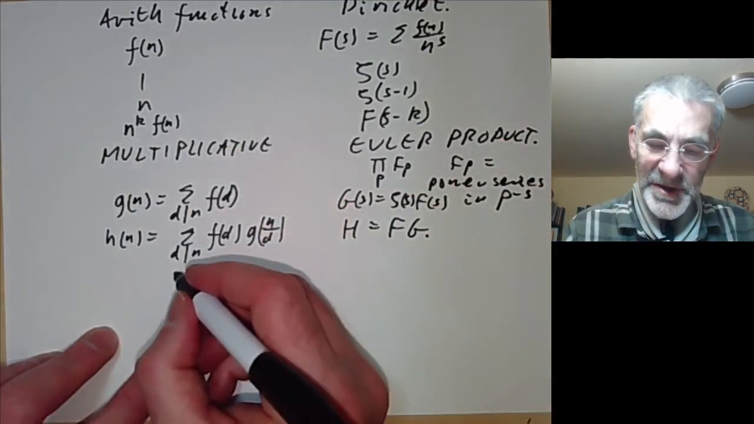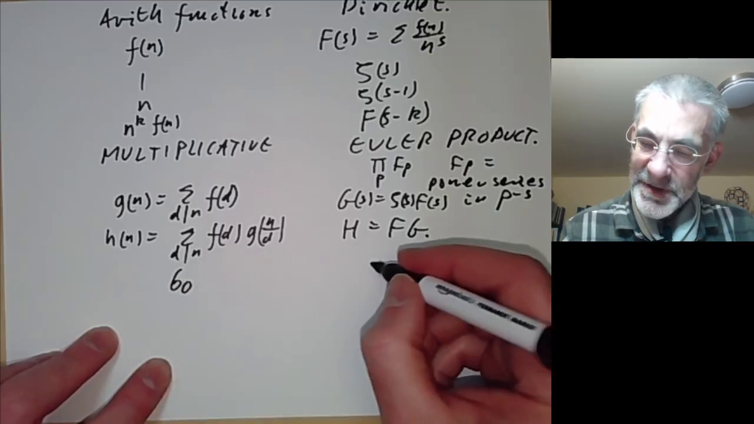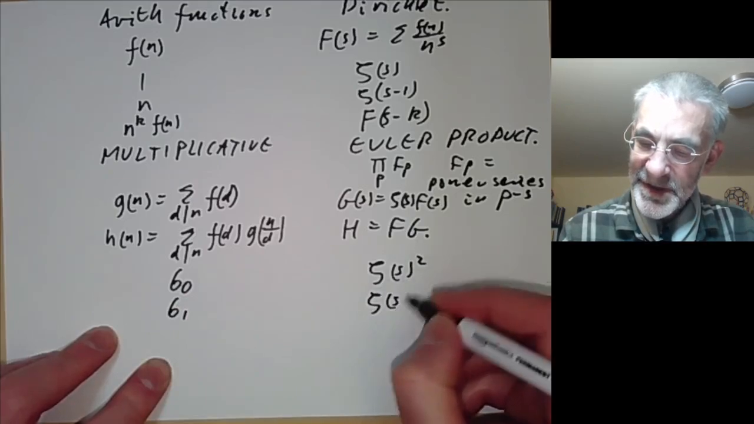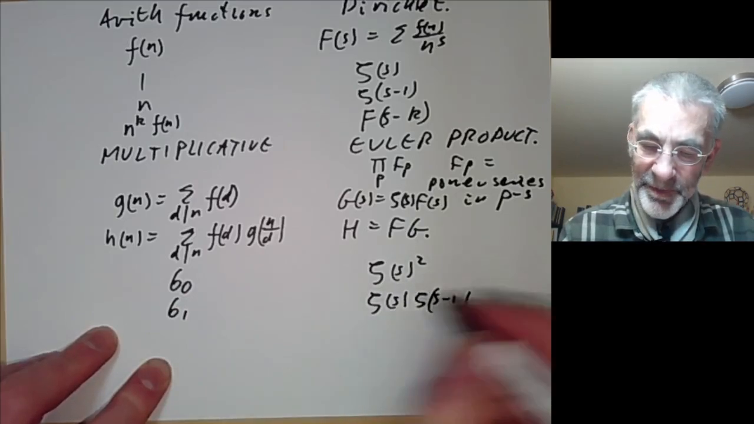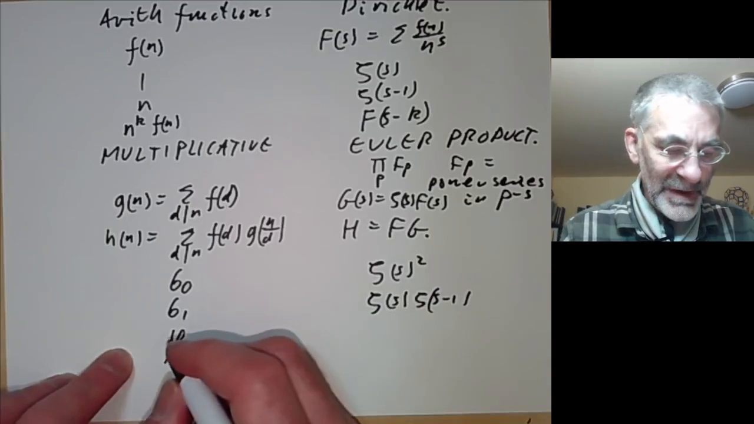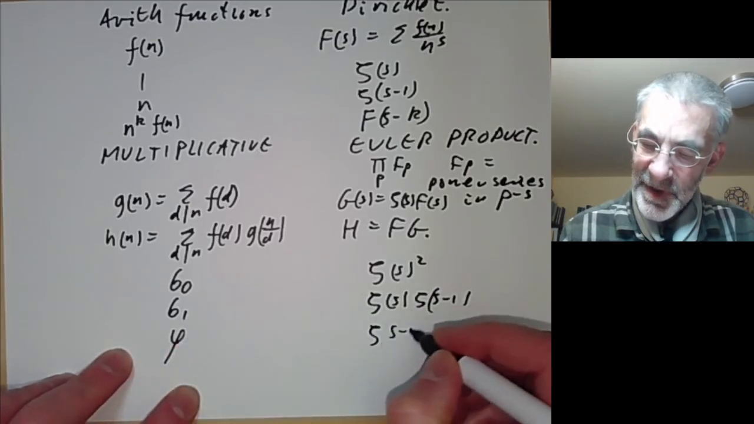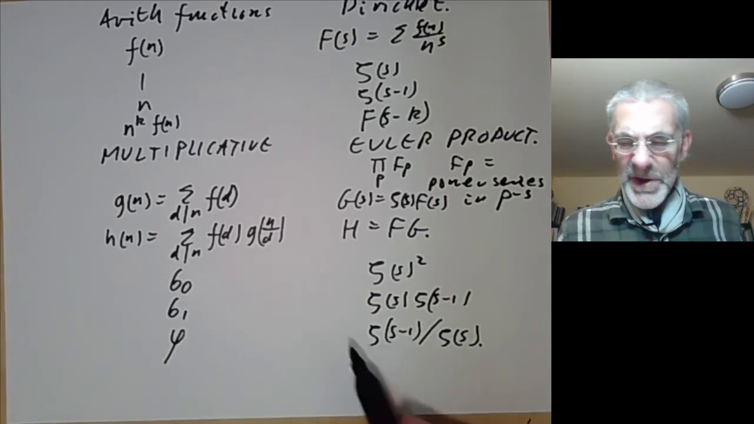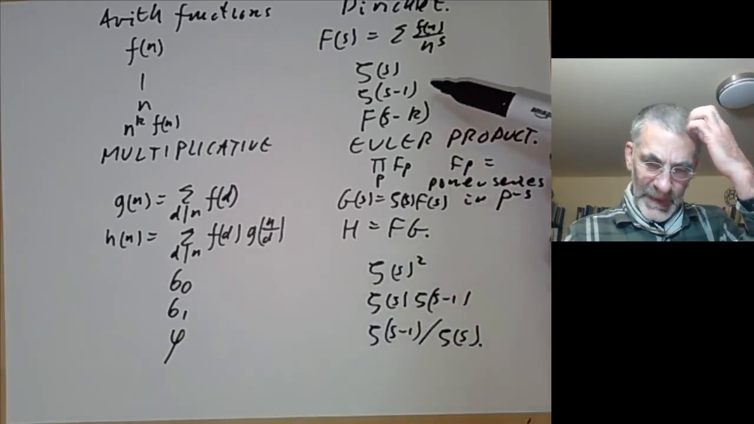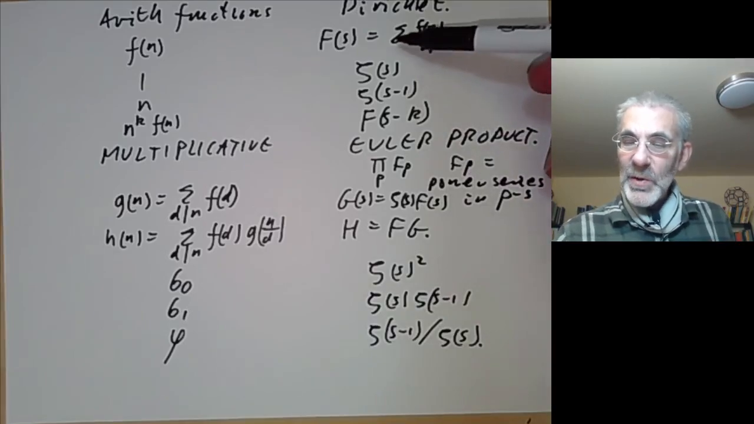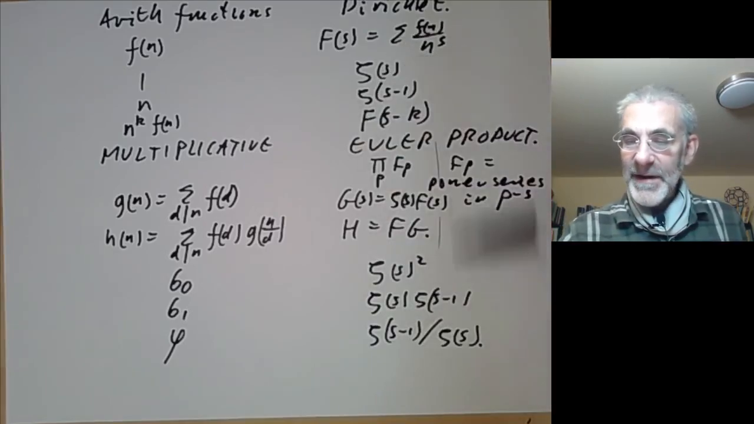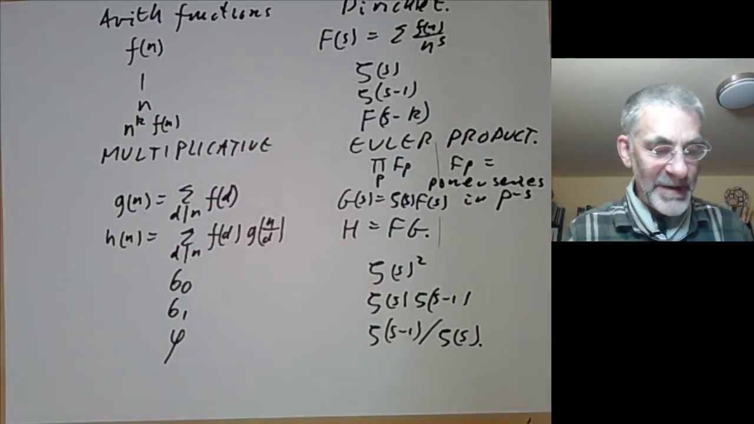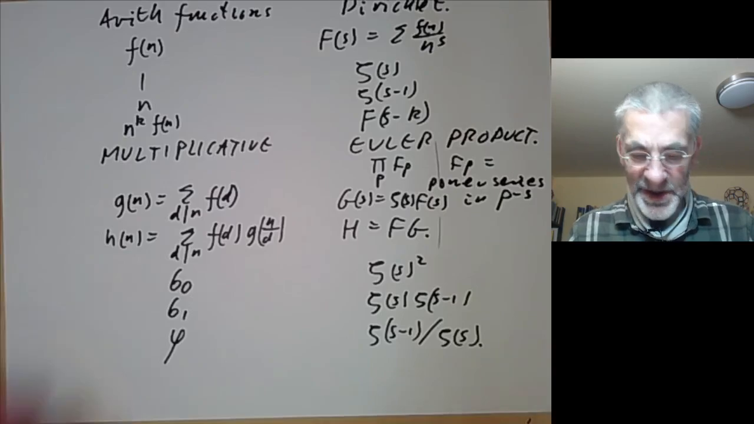And then we had some special cases. Sigma naught corresponds to zeta of s squared. Sigma 1 corresponds to zeta of s times zeta of s minus 1. And phi, Euler's phi function, corresponds to zeta of s minus 1 divided by zeta of s. Well, what's the point of all this? Well, the point is we can look at the right-hand side and find various identities and translate these into identities for arithmetic functions. So let's do one example.